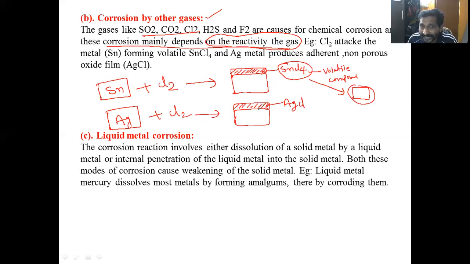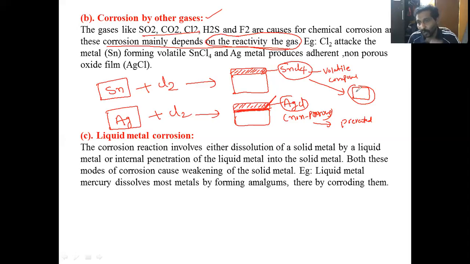Coming to the silver chloride obtained, this is a non-porous structure. Non-porous means no gaps, no holes, no cracks, nothing. So the silver chloride is tightly bound to the metal surface, impermeable to oxygen. Oxygen and chlorine cannot enter to the metal surface. A non-porous film is obtained. That's why further corrosion is prevented, because the silver chloride film is tightly bound to the metal surface.